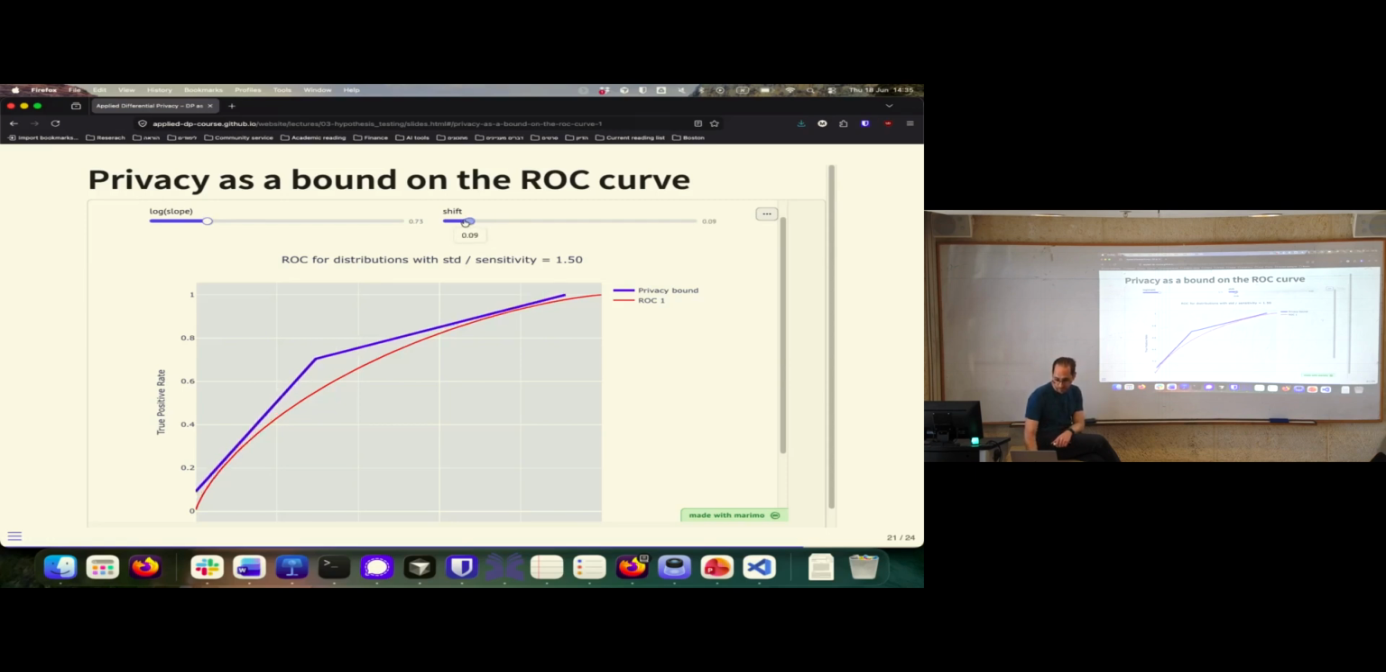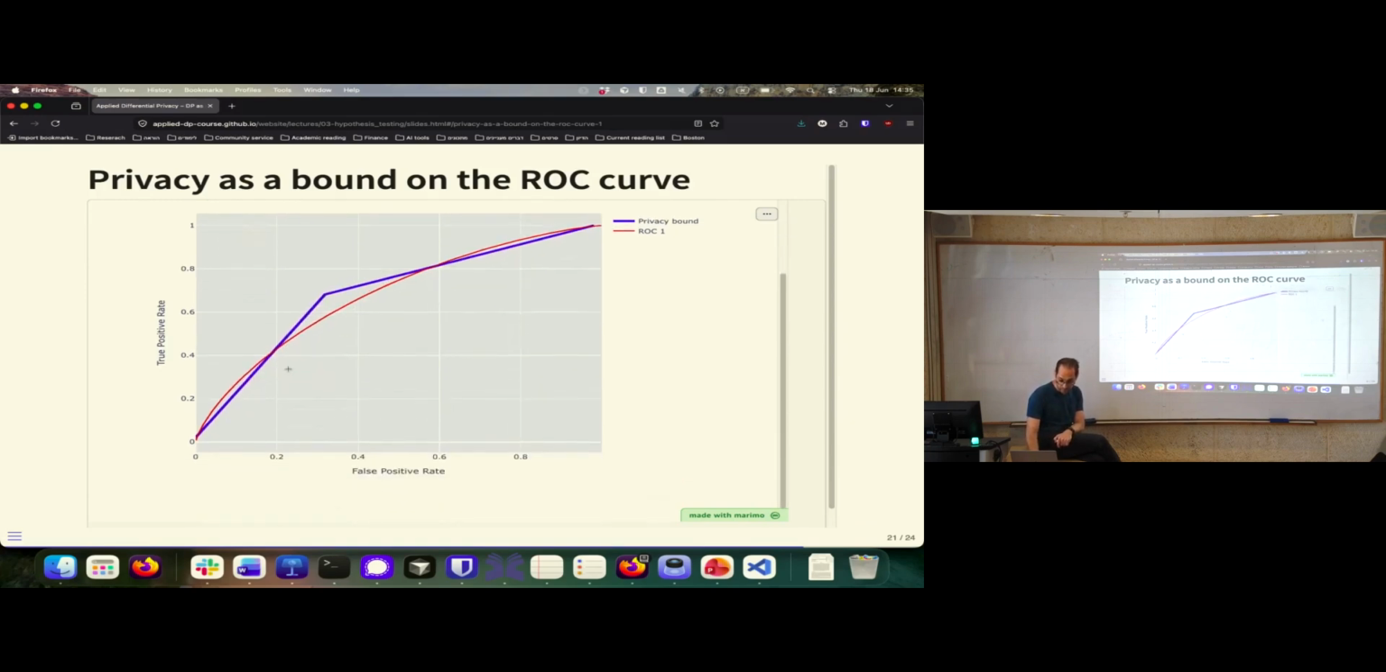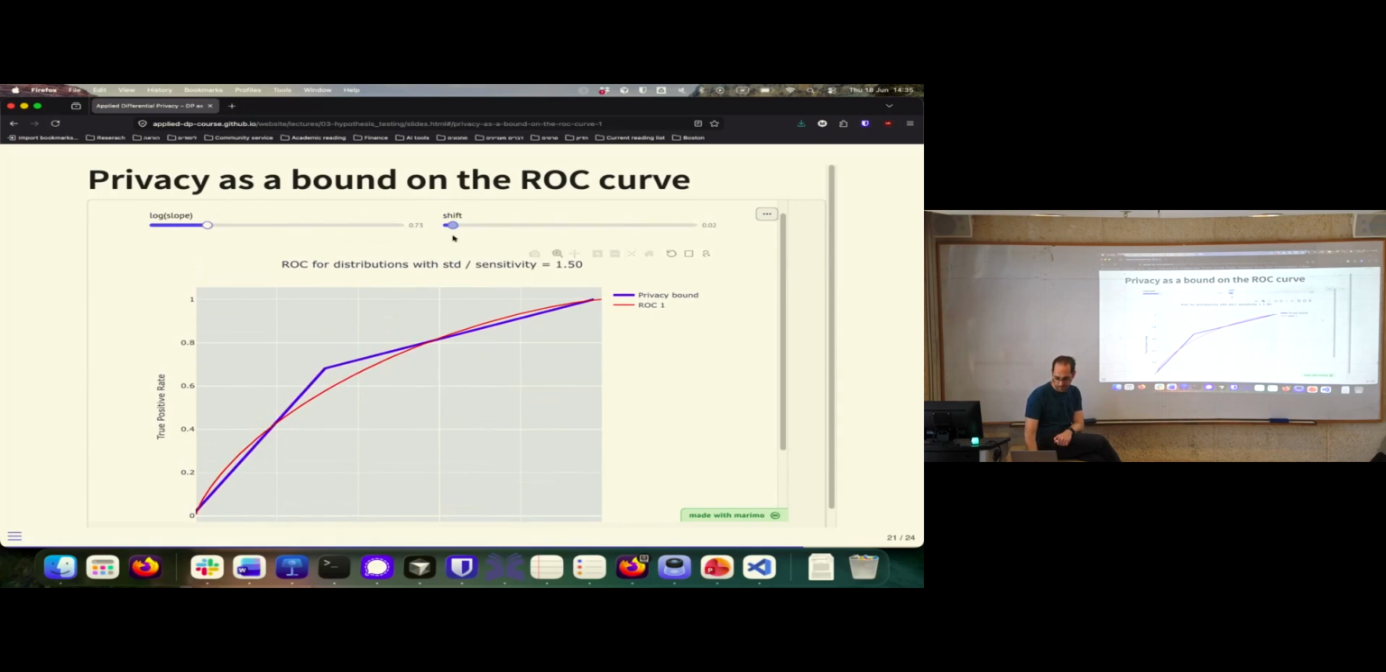But if I move the shift, let's say this way, then we have a problem because at least part of it is not below. So it means for an adversary that will choose a fixed, let's say, 0.1 false positive rate, that adversary will be able to do better than this blue threshold. And the same, I can increase the shift but decrease the slope, and again I'll have a problem here. Okay? So this is a relatively natural privacy notion.